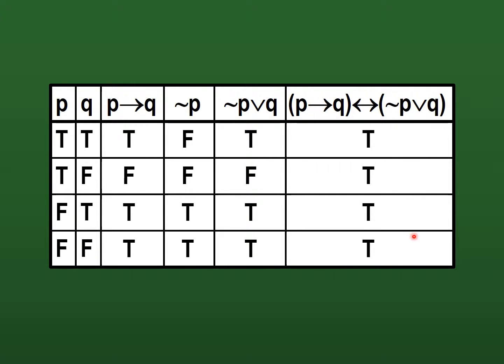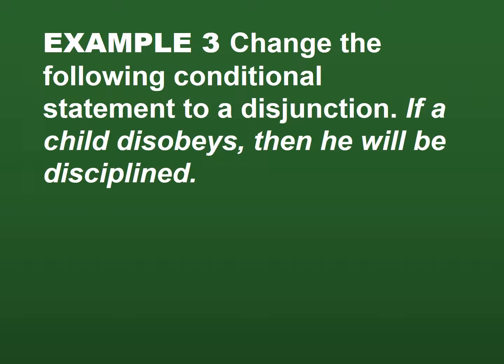Because our last column is all true statements, we just proved that if you have P implies Q, then you also have not P or Q. That's what we just proved. We proved this statement using a truth table.